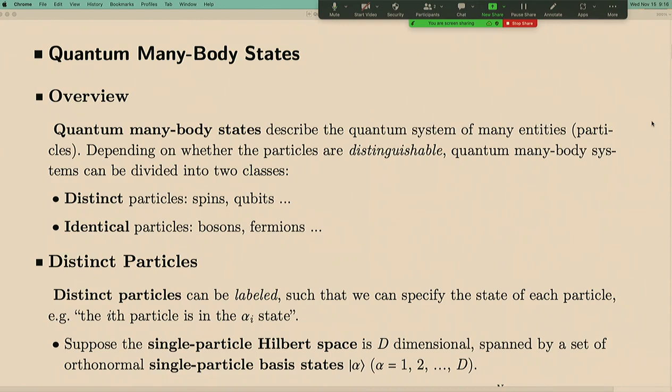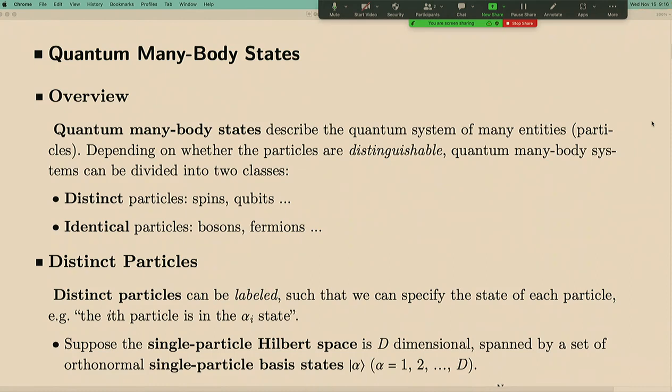So we want to dive deeper into quantum many-body states. A quantum many-body state describes a quantum system of many entities or many particles. And then it actually splits into two classes. It depends on whether these particles are distinguishable or indistinguishable, basically identical.